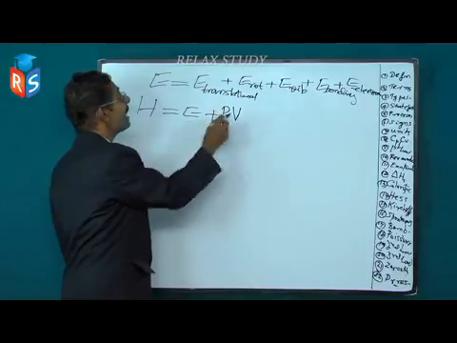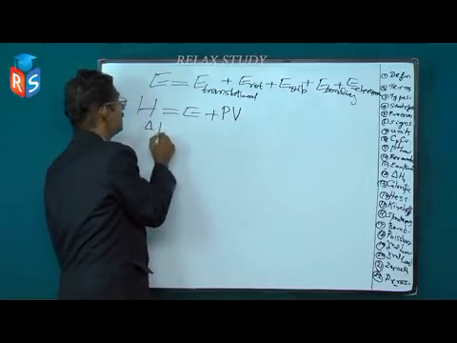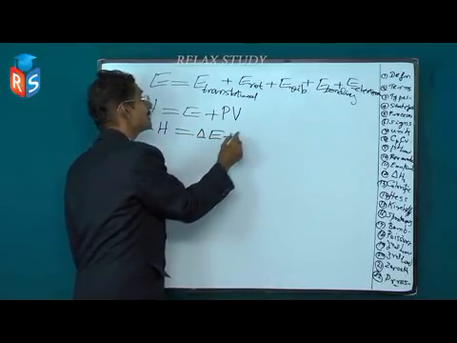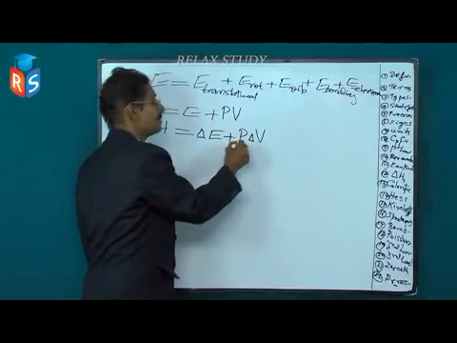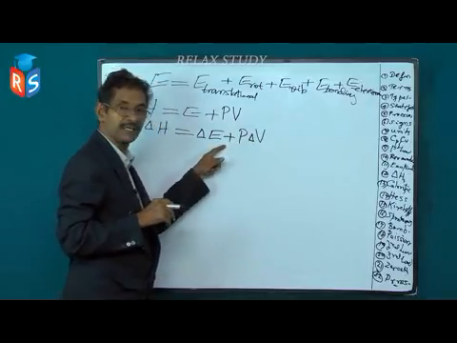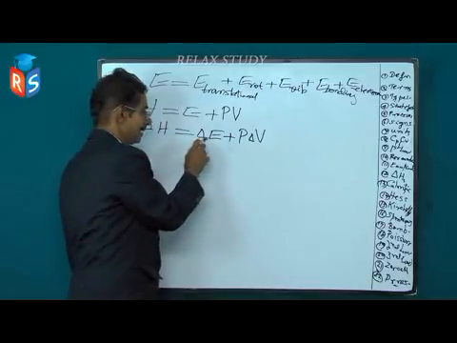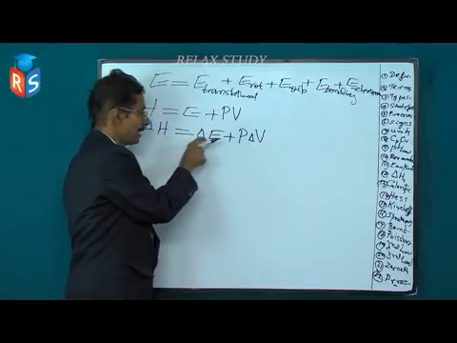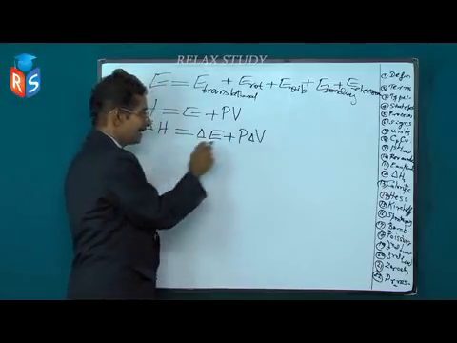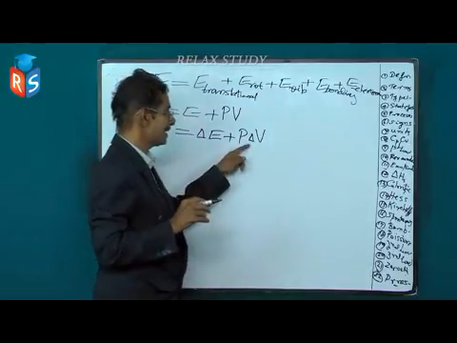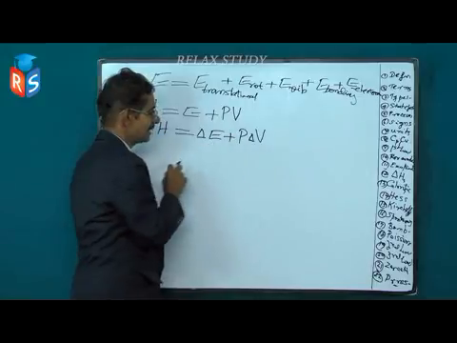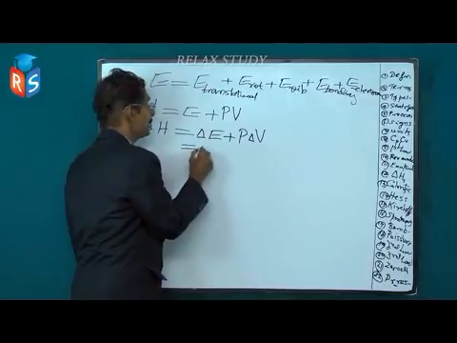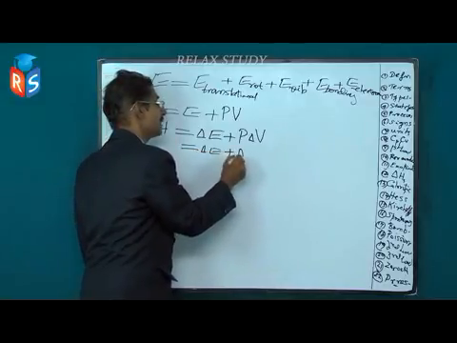And delta H, according to this, delta H is equal to delta E plus P delta V under constant pressure. If you retain the pressure of the system constant, then the internal energy changes, the volume changes, the enthalpy also changes. Delta H is equal to delta E plus P delta V. And we all know that PV equals nRT, and in that case P delta V can be written as delta nRT, that is equal to delta E plus delta nRT.